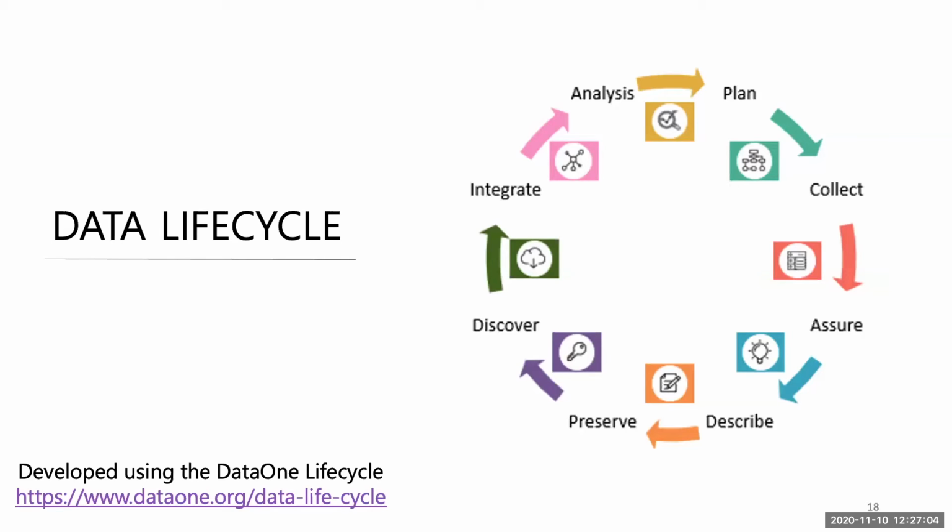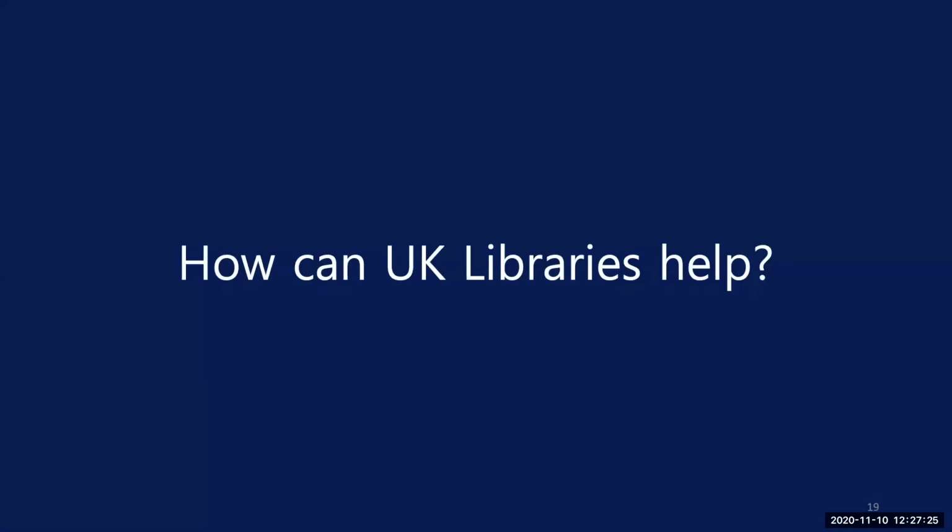So everything kind of circles around this data lifecycle. This is the one produced by DataONE. I've made it colorful; there's just a black and white one. But these are all the different parts of what they say is the data lifecycle. There are various lifecycles you can look at. I like this one because it's pretty simple. So I'm going to come back to that DataONE lifecycle with how the UK Libraries can help.